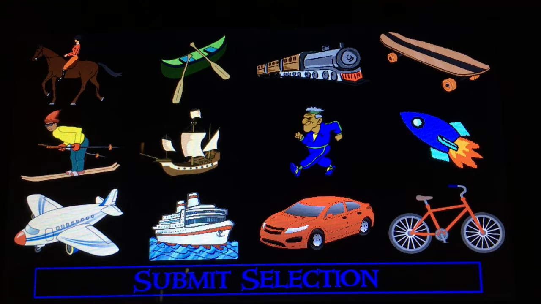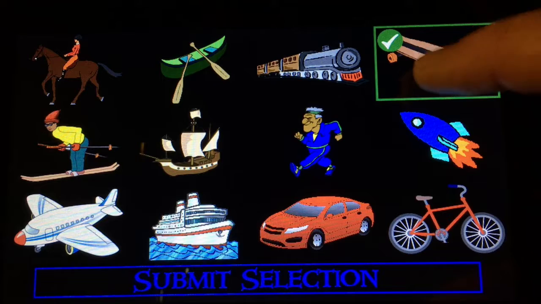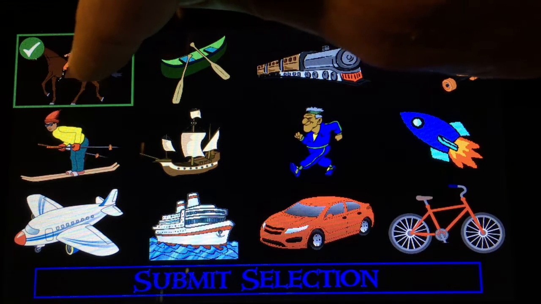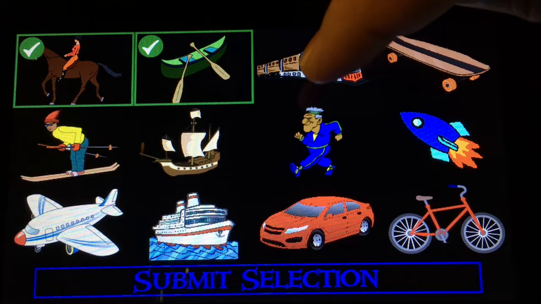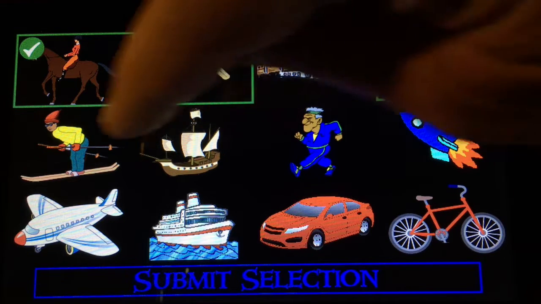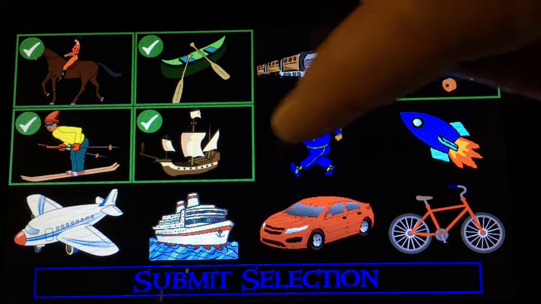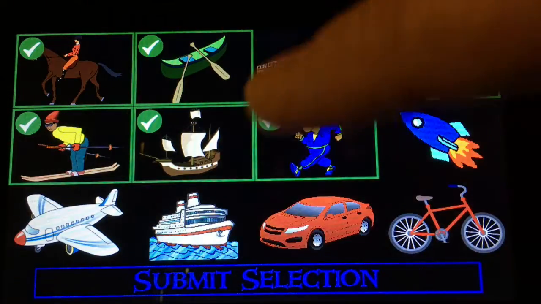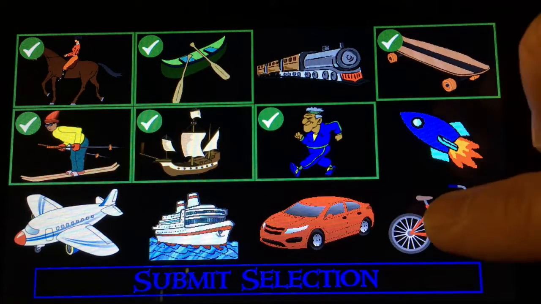So the timer just went off, so now we're back to the state where we can make selections. And hopefully we're smarter now about how we solve this, because we've looked at the rest of the puzzles in the room and figured out what we're looking for are non-motorized modes of transport. So horseback rider, canoe, not the locomotive, but yes to the skateboard, the skier, the sailing ship, the runner, but not the rocket, airplane, cruise ship, car, but yes to the bicycle.